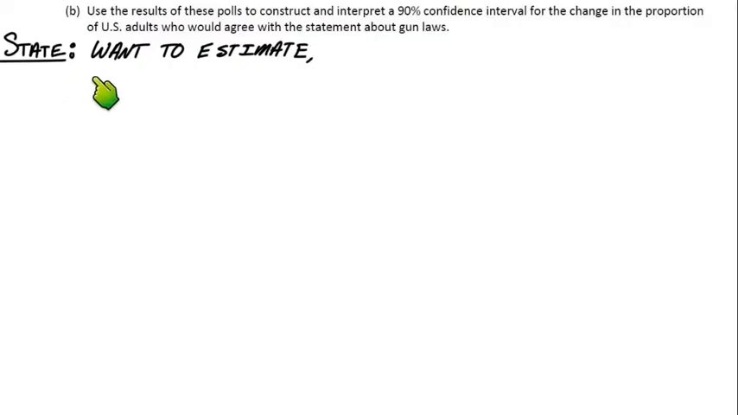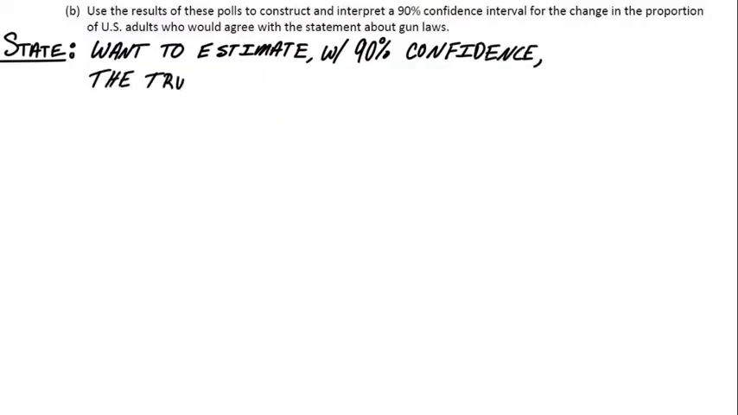So what do we want to do? We want to estimate, or you could say we want to construct an interval. I like estimate because it's shorter. We want to estimate with 90% confidence the true difference of P1 minus P2. And again, I like that word estimate. That implies that we're going to build an interval of plausible values. We're going to make an estimate for the true difference here.